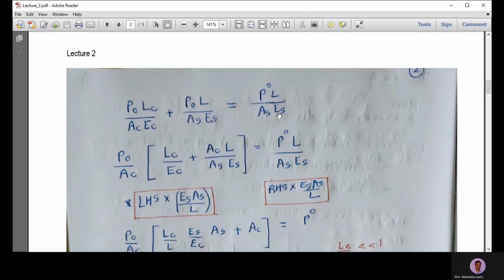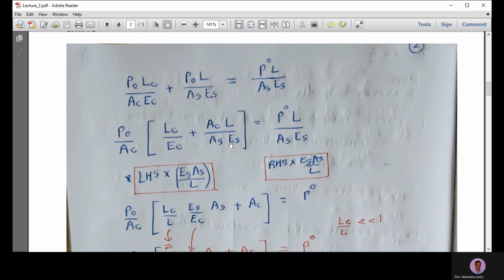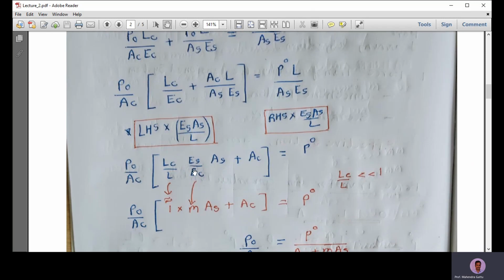which is P superscript L by EA for steel. Now we take P naught by AC common, and we have LC by EC, and we'll have ACL by AS ES. And now we multiply both the left hand side and right hand side by EA steel by L. Okay, so what will happen? The right hand side will have only one term, P naught, and on the left hand side, when you multiply with ES AS by L, we will get this LC by L, ES by EC times AS, and this expression will be simply AC.